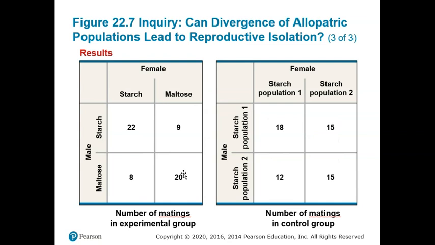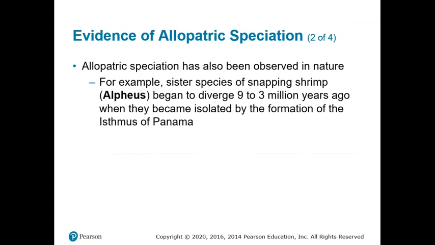But right here you can see the data. Numbers of matings in experimental groups. Male and female, starch and starch. You see that number compared to this number? Y'all following me? They were raised on starch, they were raised on starch, they mated together, versus when they were raised on different mediums. That's just an example of how behavioral adaptation works.